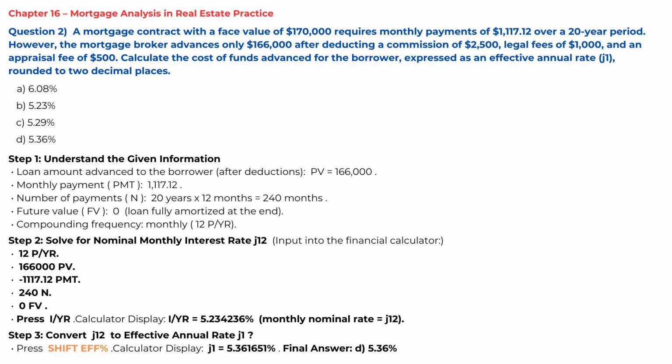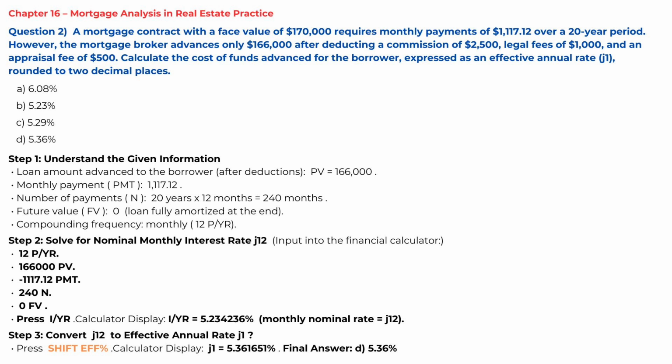Question 2. A mortgage contract with a face value of $170,000 requires monthly payments of $1,117.12 over a 20-year period. However, the mortgage broker advances only $166,000 after deducting a commission of $2,500, legal fees of $1,000, and an appraisal fee of $500. Calculate the cost of funds advanced for the borrower, expressed as an effective annual rate, J1, rounded to 2 decimal places.